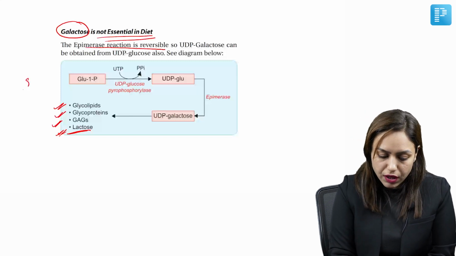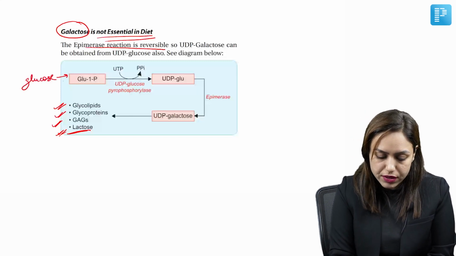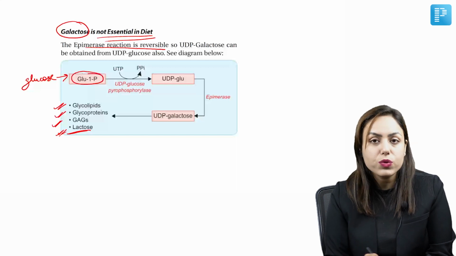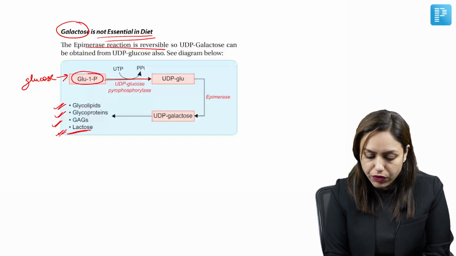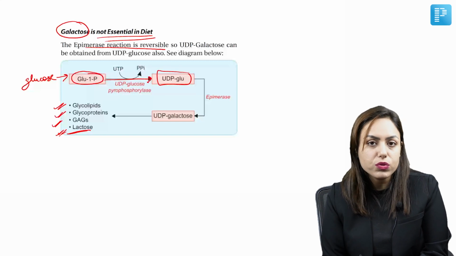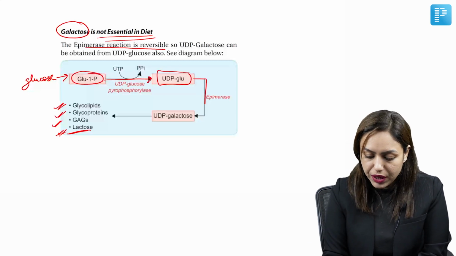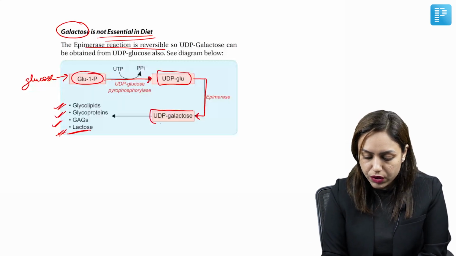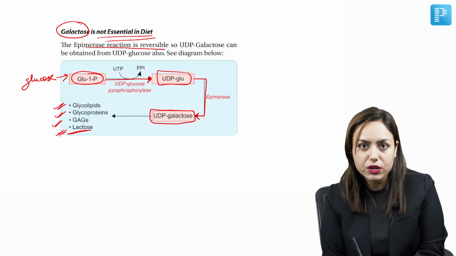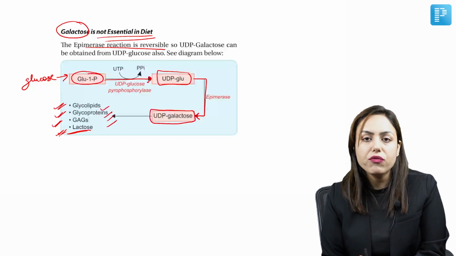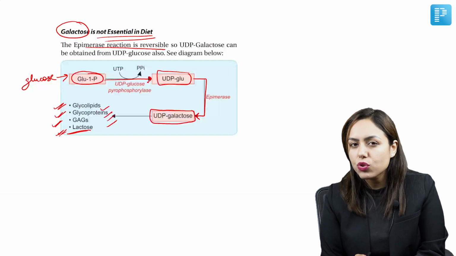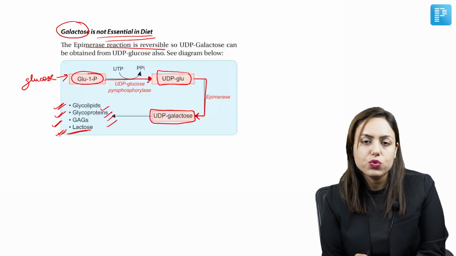See, we easily have glucose in our cells. Glucose will be converted to glucose 1-phosphate. Glucose 1-phosphate can be converted to UDP glucose. And now by the epimerase enzyme, glucose can be converted to galactose, UDP galactose, which can be utilized in the body wherever required. So it is not necessary to take galactose in the diet.